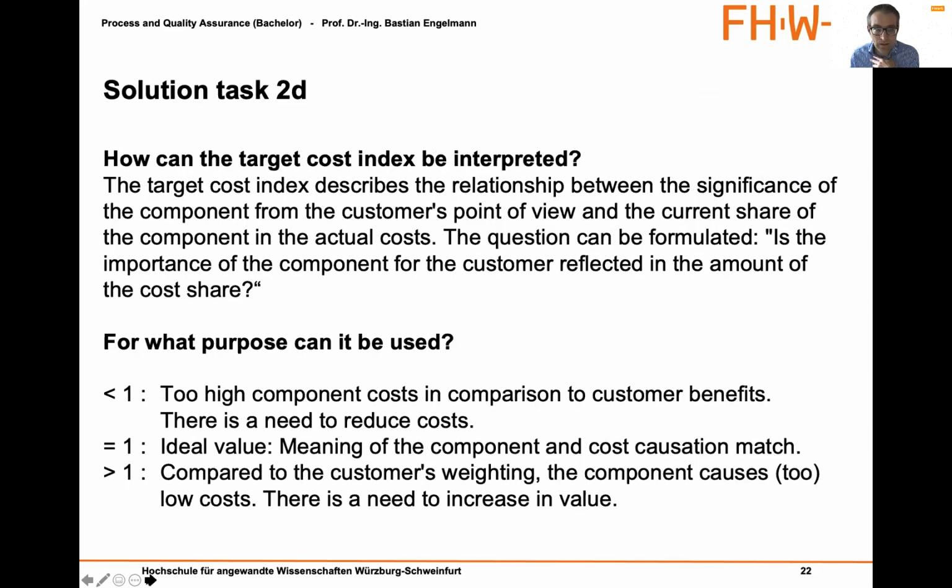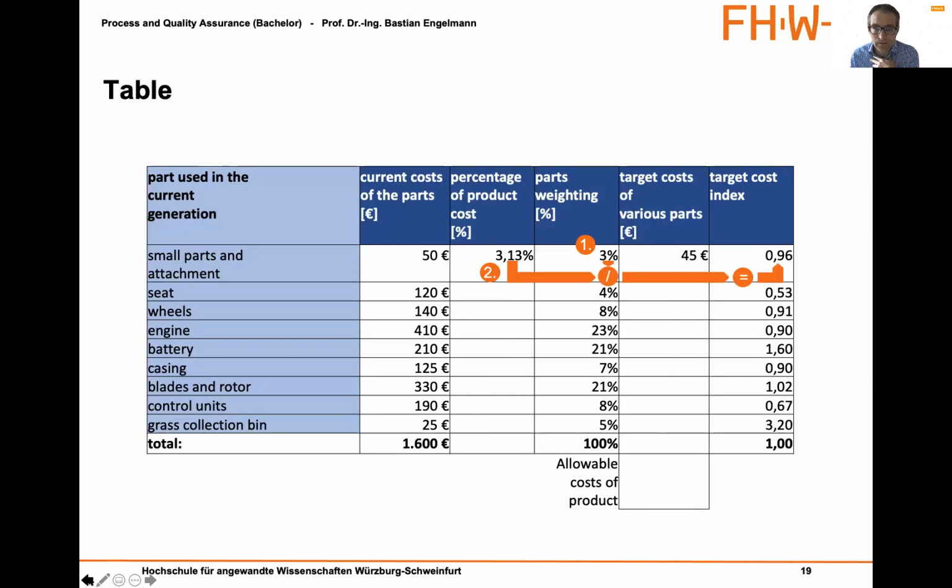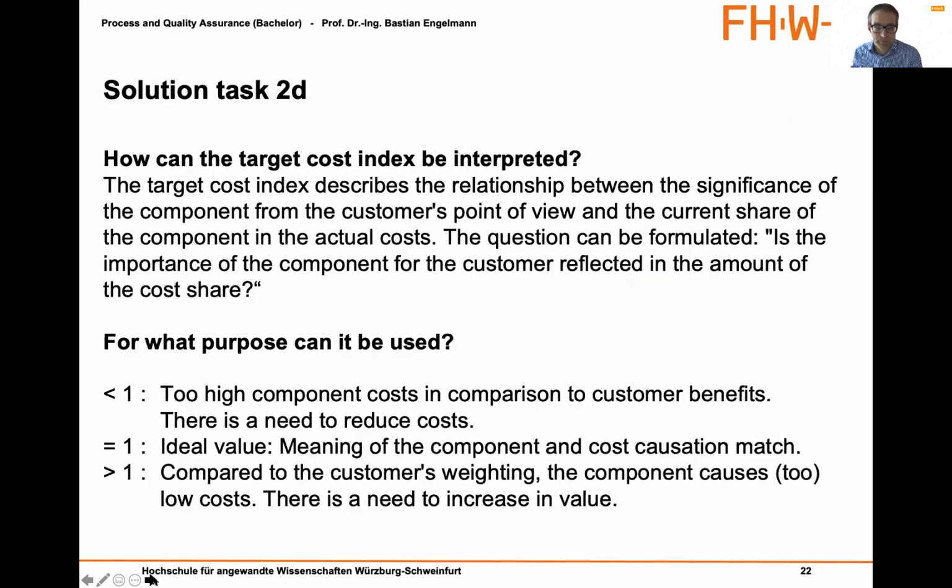When we want to calculate the target cost index, it's like I said before, parts weighting divided by percentage of product costs. Because 45 is a little bit lower than 50, here we get something which is a little lower than 1. And deriving from that, we get the interpretation of the target cost index.